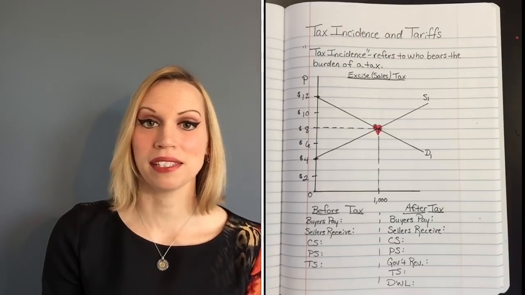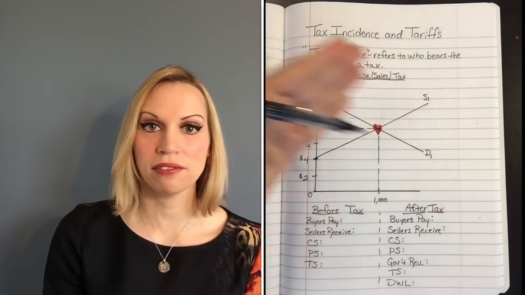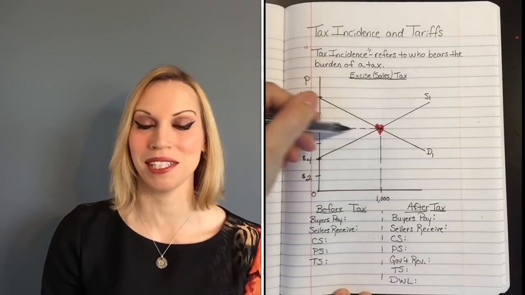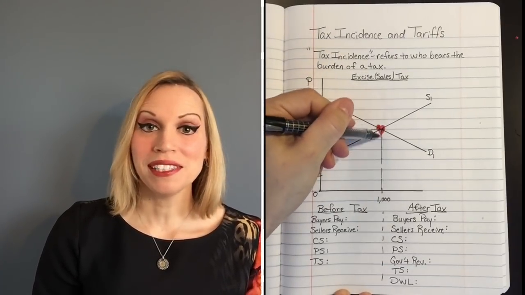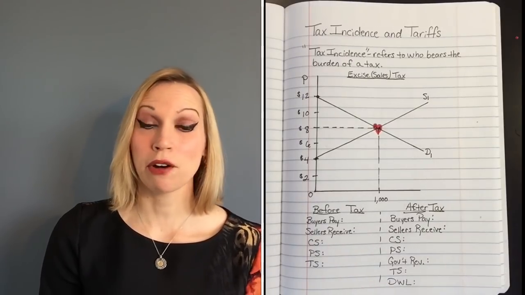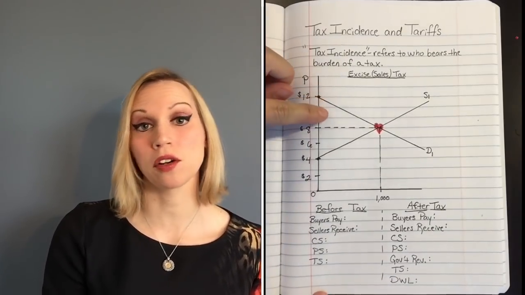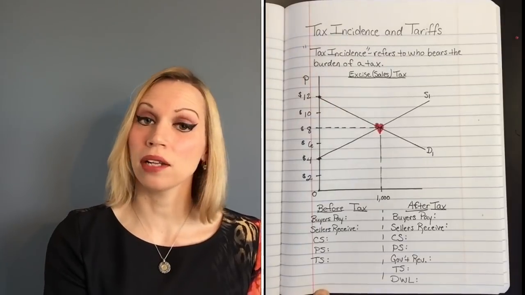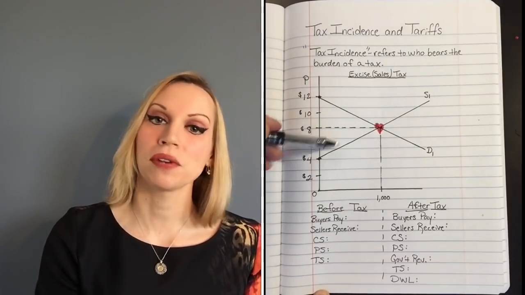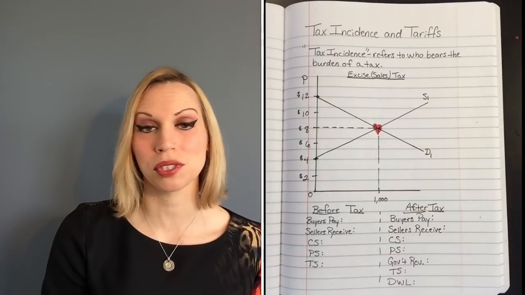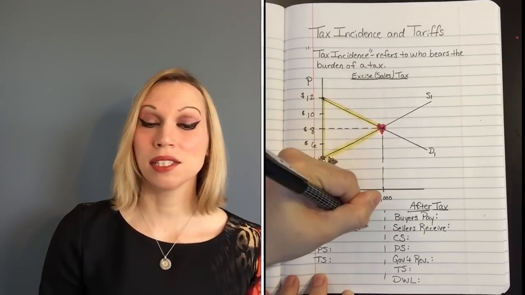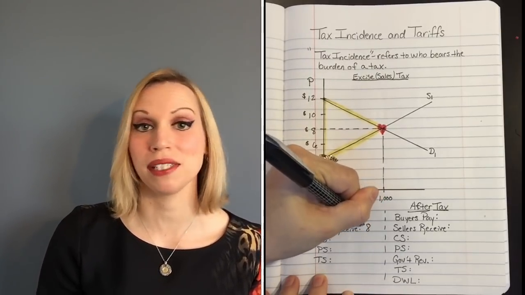To see the effects of an excise tax on a graph, let's start out with the market at equilibrium price and quantity. Right now, our equilibrium price is $8 and our equilibrium quantity is 1,000. Now remember, when you draw your equilibrium price, that creates two triangles. The triangle up top that's below the demand curve, that's your consumer surplus. And the triangle at the bottom, that's producer surplus. Notice right now, in a market with no tax, consumers and producers are maximizing their surplus.